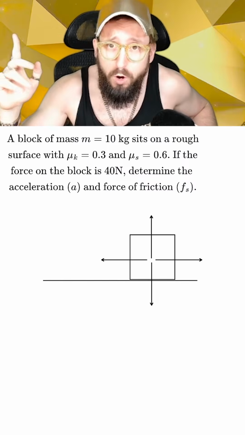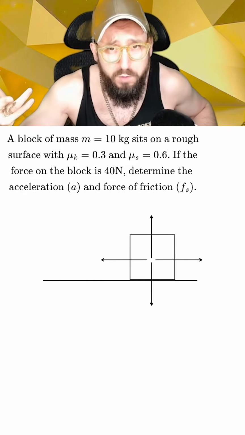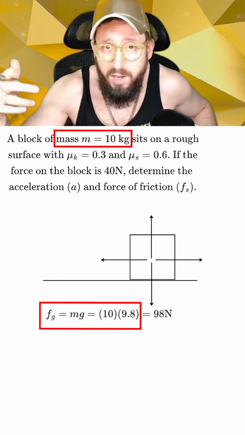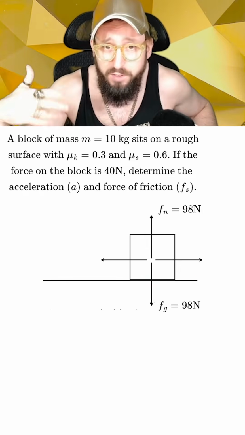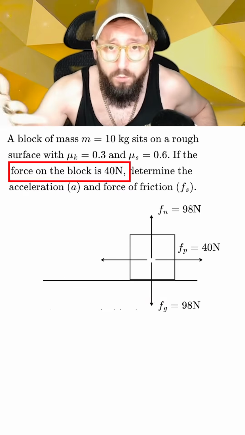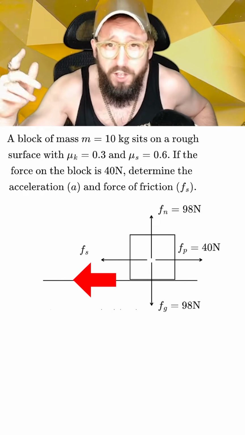The first step is to draw a free body diagram and label all the forces on our object. There's gravity, which always points straight down and is equal to the mass times 9.8. The normal force, which points perpendicular to the surface and balances out gravity. The pushing force of 40 newtons to the right, and the force of friction, Fs, which always points opposite to where the object is trying to go.